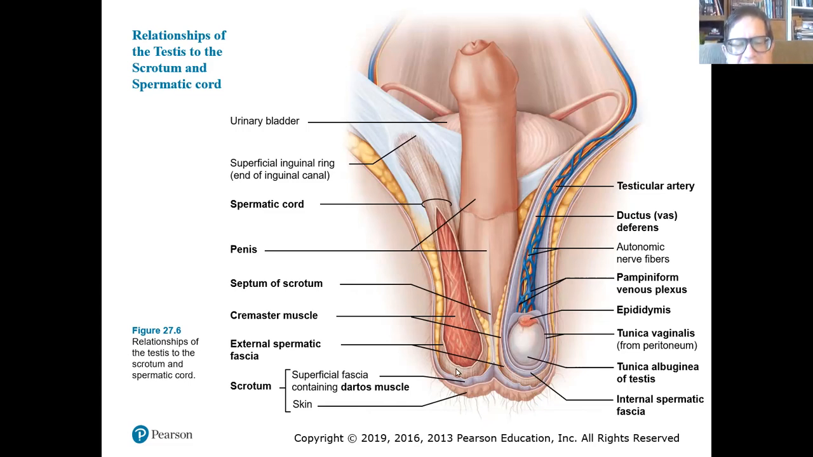Inside of that, and you can see the septum here, the septa that separates the two sides of the scrotum. Inside of that, we have the spermatic cord. The spermatic cord has fascia around it all the way around, and below that it has the other muscle, the cremaster that we talked about, that when it gets cold it will lift the testes closer to the body to try and keep them warmer.